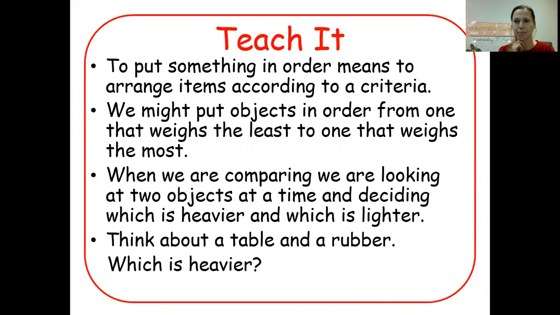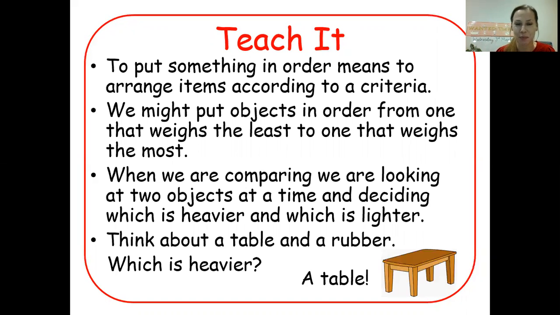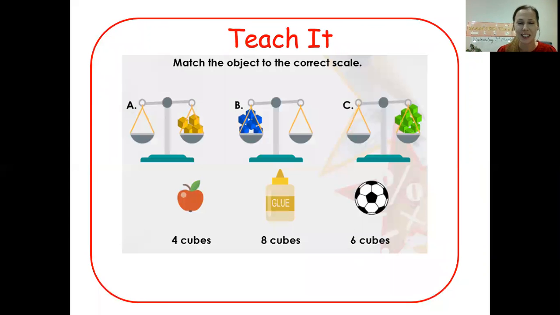Which is heavier? Well, you could pick a rubber up between your thumb and your finger, couldn't you? Could you pick a table up between your thumb and your finger? No, that would be far too heavy. So it's definitely a table. I'm sure you got that right.